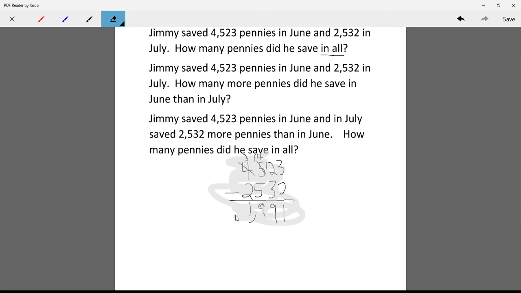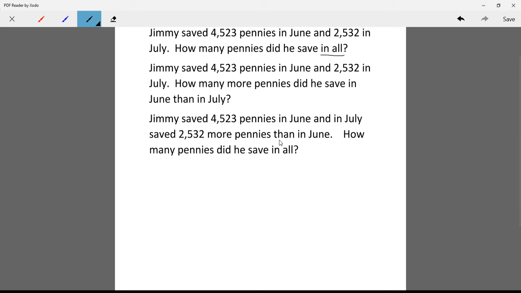Now, let's go and do this last one, which is a tricky one. Okay, this is similar to one that I made a video of last week, which is called, I think, Tricky Word Problem Alert, something like that. And it is Jimmy saved 4,523 pennies in June, and in July saved 2,532 more pennies than in June. How many pennies did he save in all?